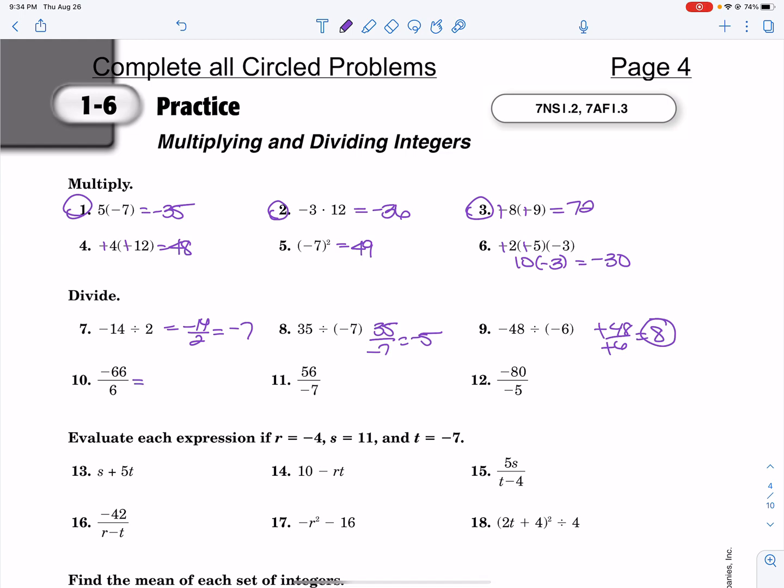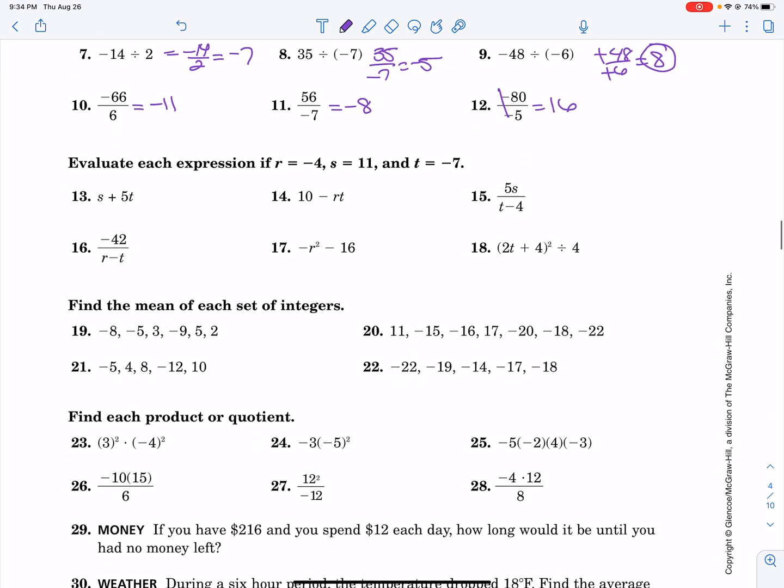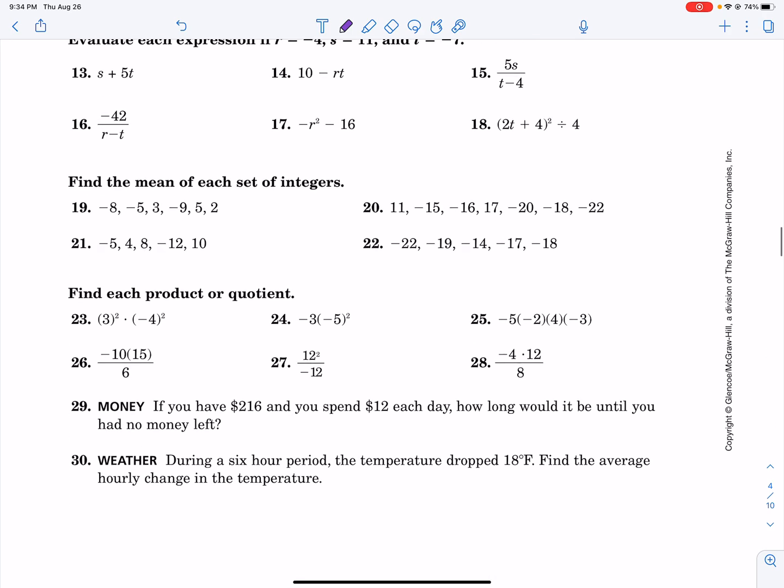-66 over 6 gives me -11. -56 over -7: my two negatives become a positive, and I get 8 there. Okay. All right, moving down a little bit.